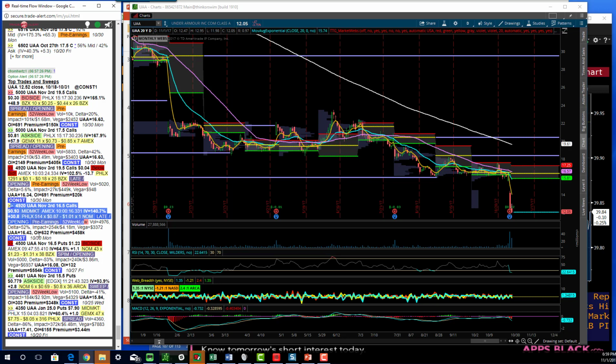It wasn't marked as sweep. It went up mid-market. So they didn't have a big intent to do that. They're probably hedging a short stock position. And you could see what Under Armour did. So these are the transactions where we use a process of elimination and say, hey, we're going to ignore those orders.